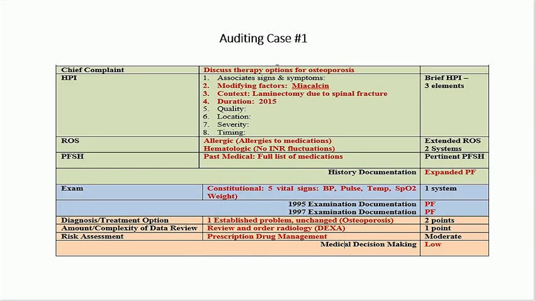This slide represents the documentation from the case that was credited in each key component for you to reference later. I will not go through this slide in detail since I have already spoken about these things in the previous slides.